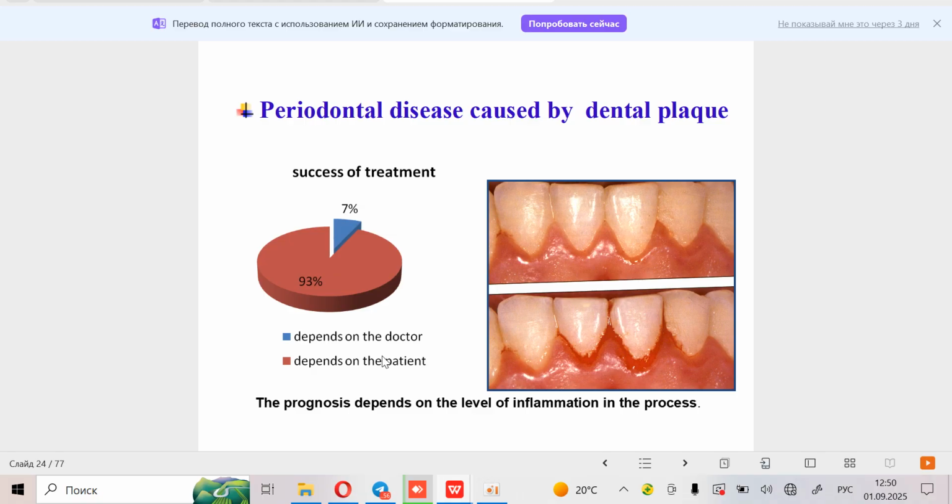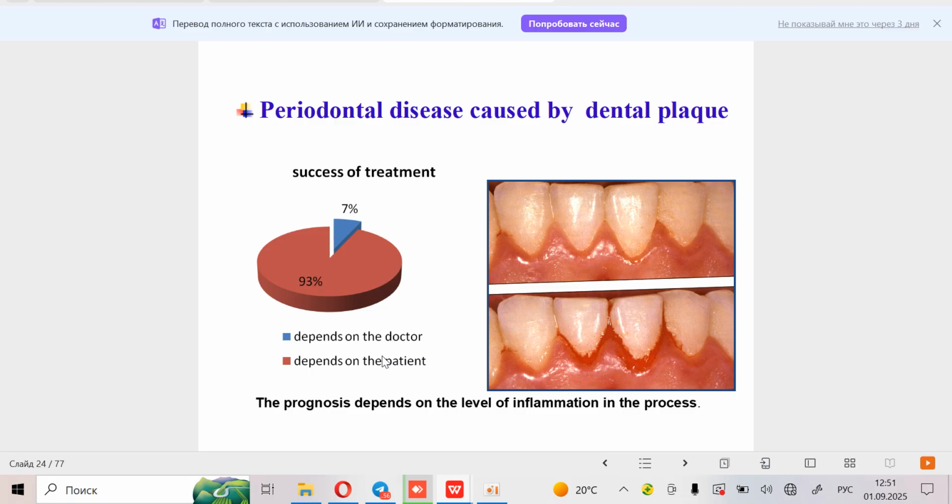Periodontal disease is caused by dental plaque. If the success of treatment is taken as 100%, only 7% depends on the doctor, and 93% depends on the patient, who brushes the teeth twice a day or does not brush the teeth. The prognosis depends on the level of inflammation in the process. And banal inflammation is eliminated by removal of plaque and good hygiene in the future.